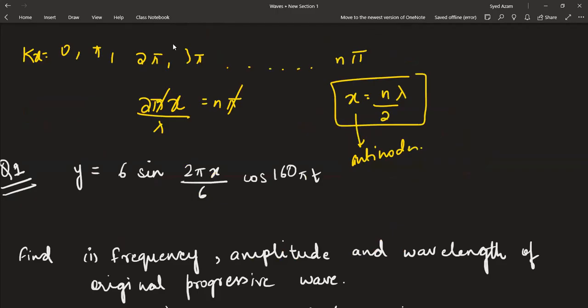Is it clear to all of you? Did you understand the two equations? What is the difference between a node and an antinode? Is it clear?